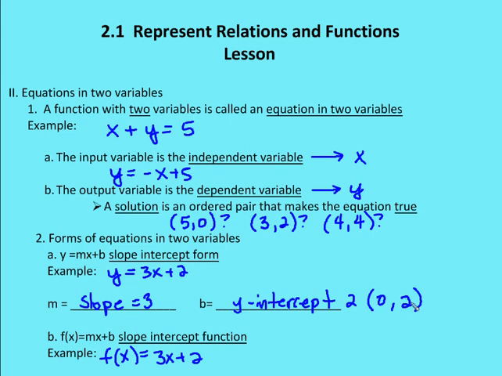Okay, a function in slope-intercept form just replaces y with f of x. So f of x is basically the same thing as y, but it just means it's referring to a function of x. So if you see f of x in the future, for the most part, in this type of format, you're going to be able to replace f of x with y.